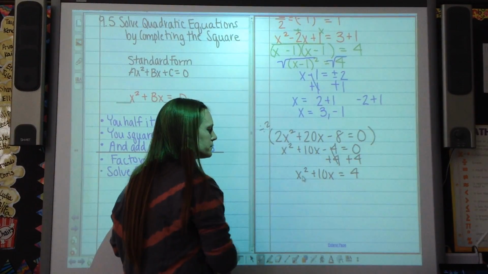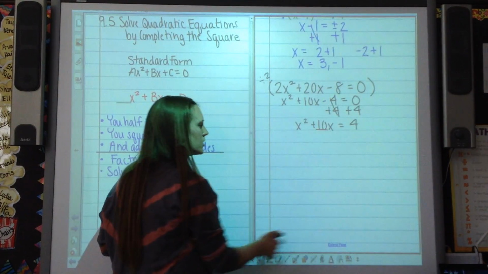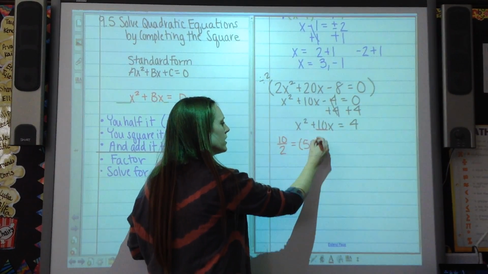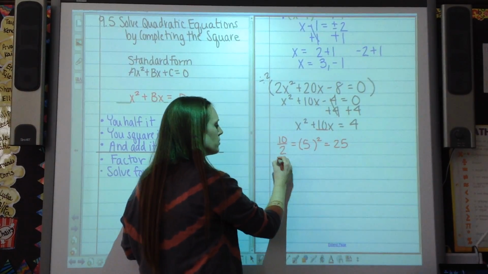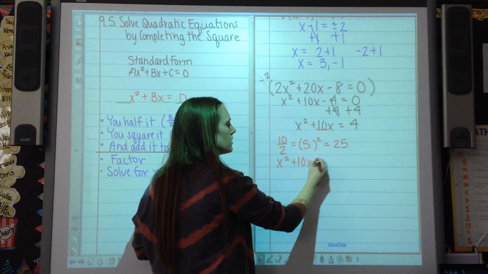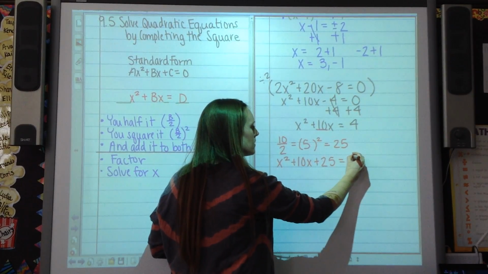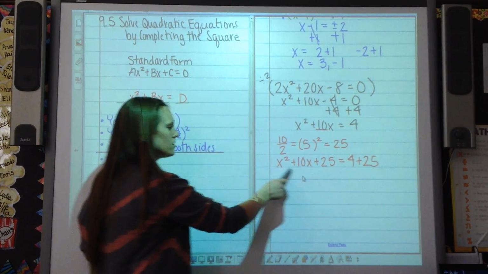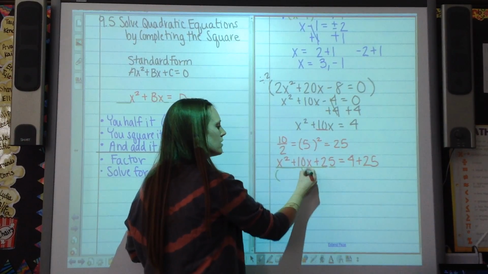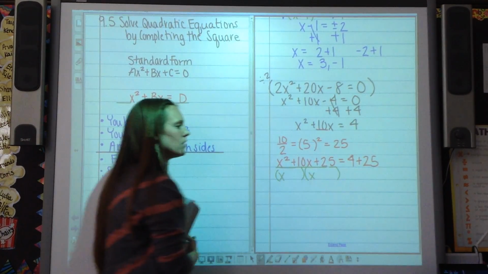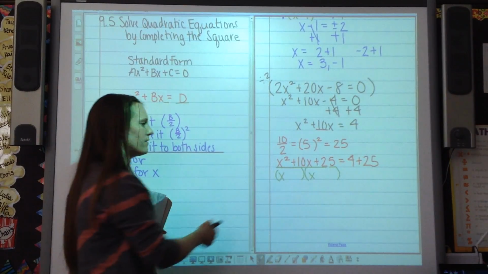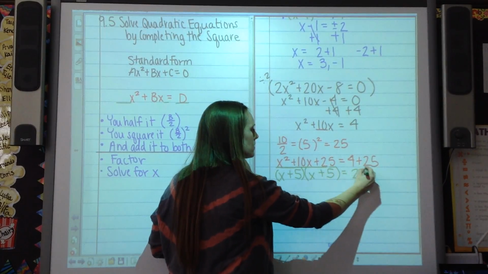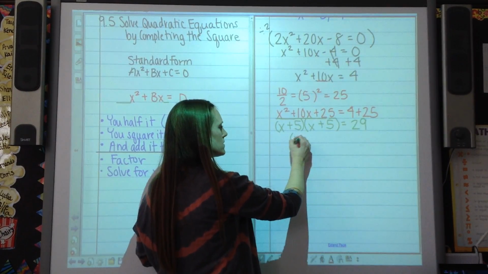Take your middle term, your b, you half it, you square it, and you add it to both sides. Okay, now I get to factor the left side. I'm looking at this side here. 5 times 5 is 25. 5 plus 5 is 10. I'm going to rewrite this with a square.